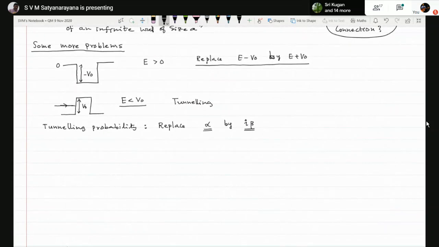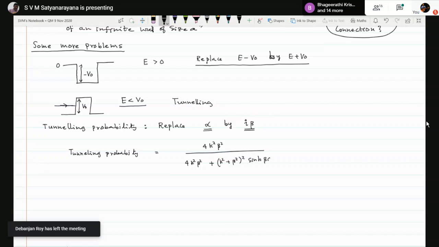So you can see that this transmission, or the tunneling probability, is equal to 4k square beta square divided by 4k square beta square plus k square plus beta square into sine hyperbolic square of beta into A. So this will be your tunneling probability, because I have now set alpha equal to I beta A, I will get this expression.